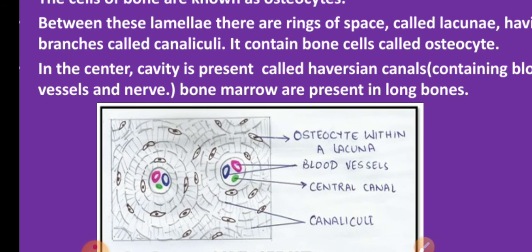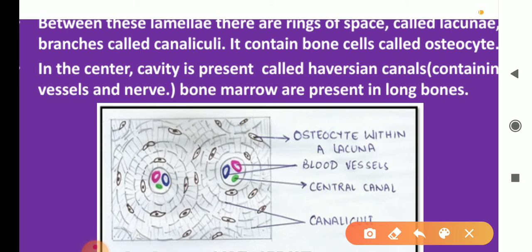Now see in this diagram, the matrix of the bone is arranged in this type of circular rings. And in between these rings, some spaces are there. These spaces are called lacunae, right? And some branches are coming out from these lacunae. They are called the canaliculi. And in the spaces between these lacunae, osteocytes, the bone cells, are present. The name of the bone cell is osteocyte.